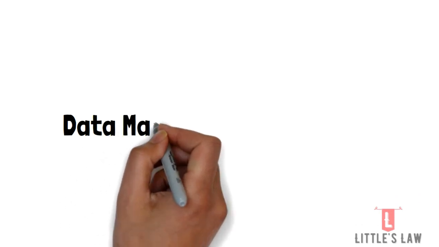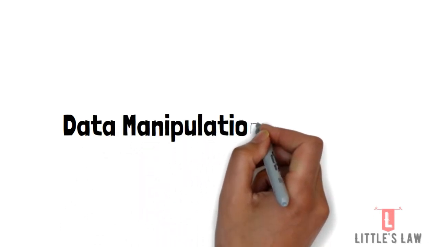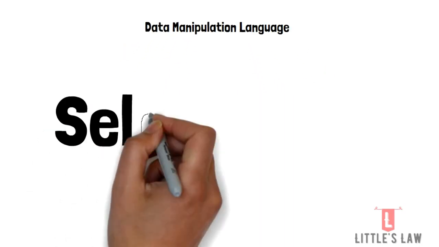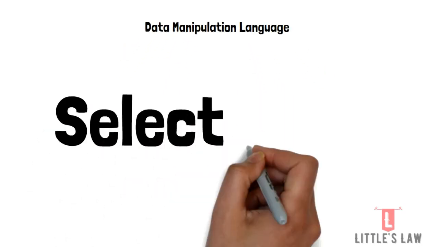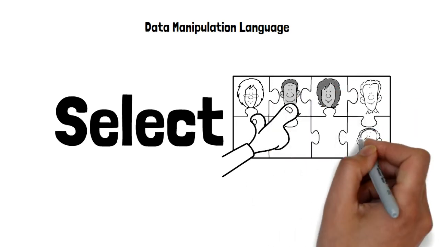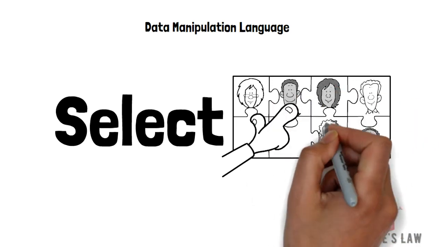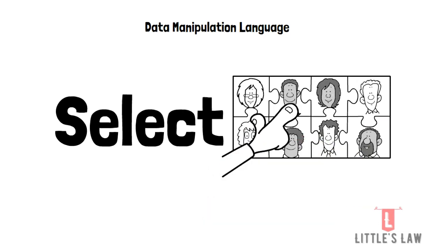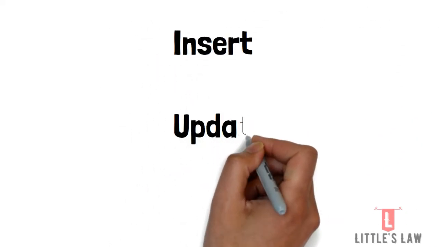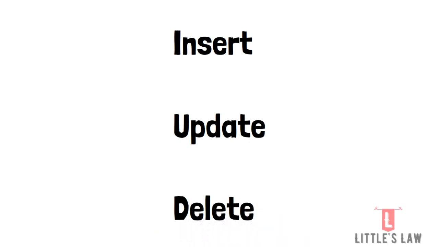And then we have the data manipulation language. Initially we saw the data definition language, where it defines. The data definition language contains create, alter and drop, but the data manipulation language contains select, which retrieves certain records from one or more tables, and then we have insert, which creates a record, and then update, which modifies the record, and then the delete command, which deletes the record.